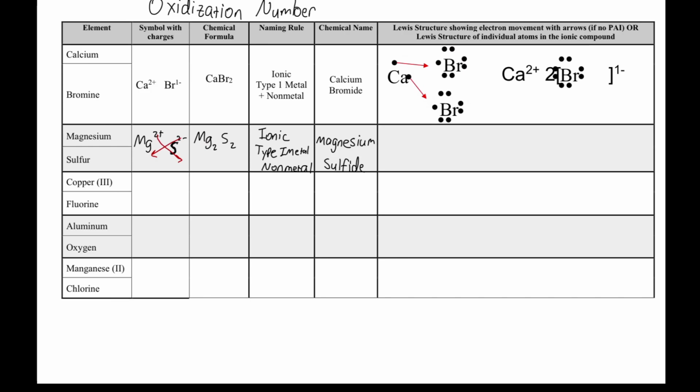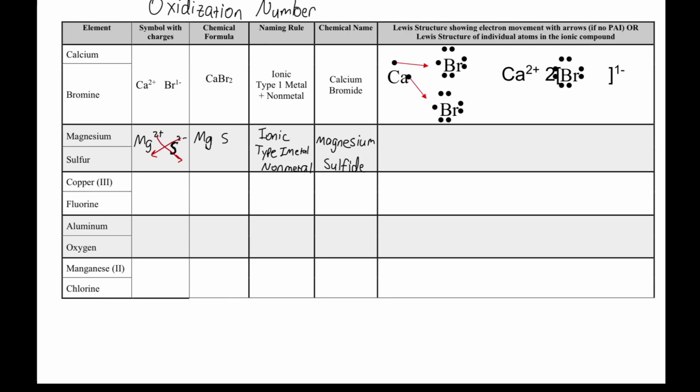But now I look at this and say that's not in its lowest terms. There's a common factor of 2 on both of these. The ratio is 2 magnesiums to every 2 sulfurs, and if we take 2 divided by 2 we get 1. So 2 magnesiums to 2 sulfurs is the same thing as 1 magnesium to 1 sulfur, and our formula is going to be just MgS.